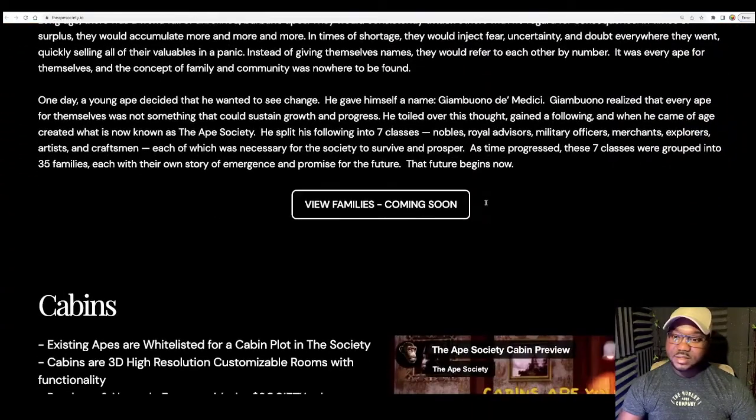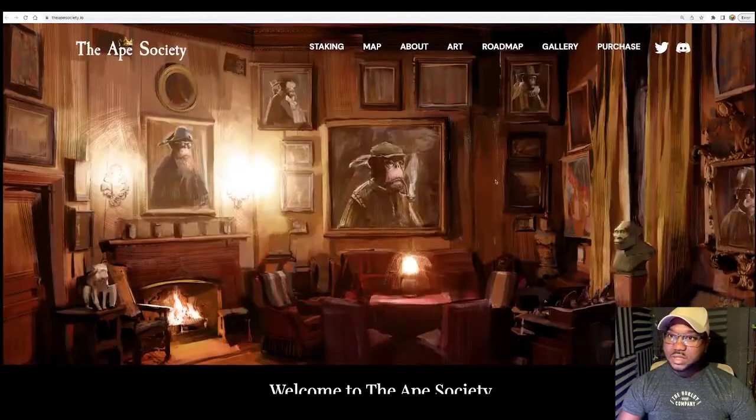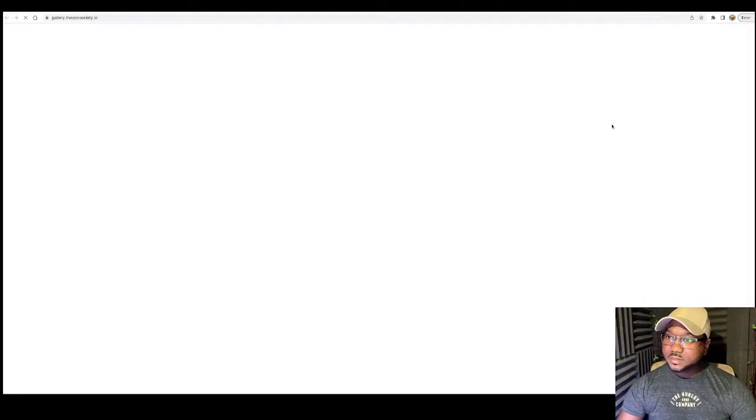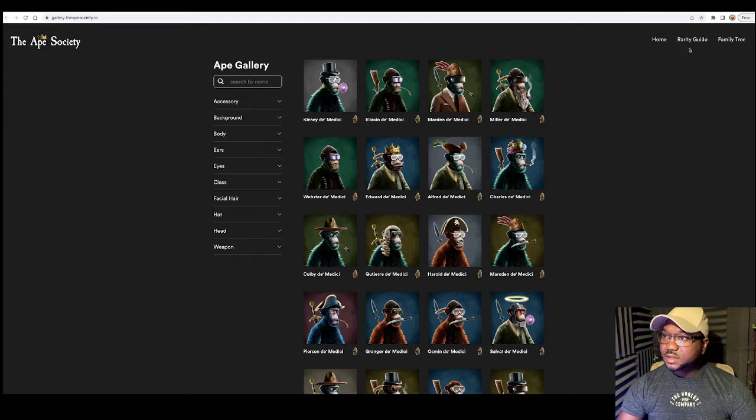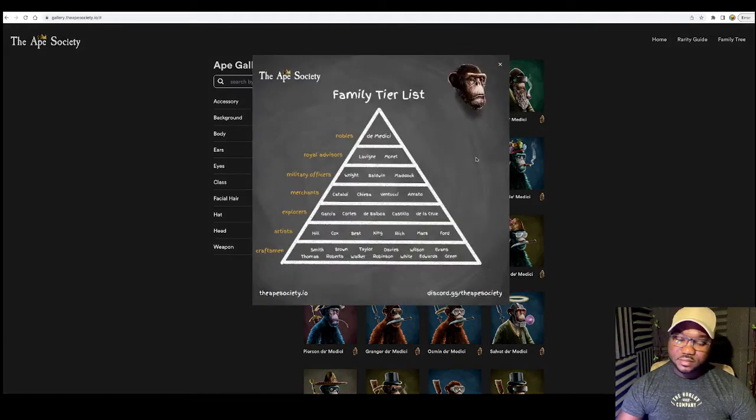the different classes. First, let's go to the gallery, and then let's go to the family tree. So here, this breaks down the different classes, as you can see here. These are all the different classes, and then those classes have different names associated to them, right?